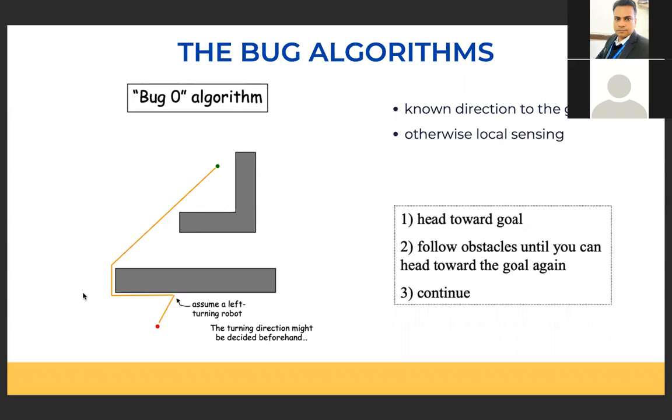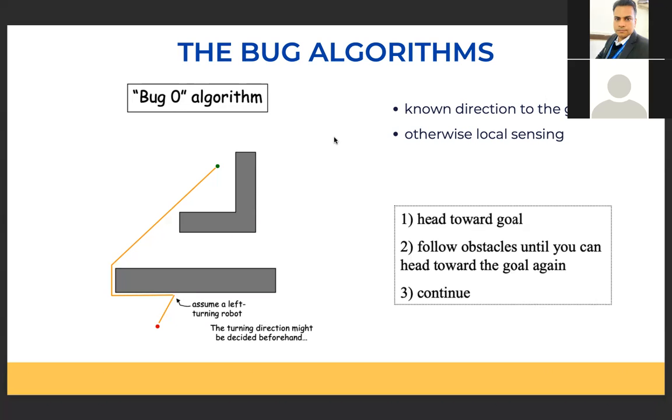This is how the tactile sensors have been designed, so that the direction is fixed beforehand, but you have to move towards the goal. If you hit an obstacle, you follow that obstacle. Like here, it hits an obstacle and follows it until it sees a straight path to the goal. If it sees a straight path to the goal, it will simply move towards the goal. So this is a very simple algorithm known as the bug zero algorithm.